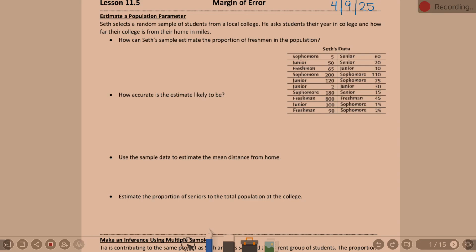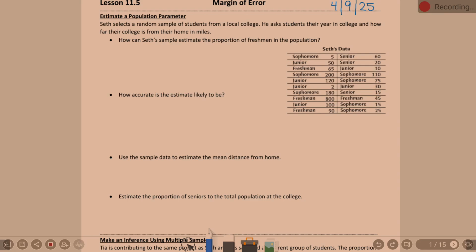Keeping in mind, did Seth survey every single college student? No. Seth has a sample here. This is a sample of the college students from the local college, and this sample is supposed to represent everybody. It represents the population. Remembering a sample is the smaller piece, a piece of the bigger population. How can his sample estimate the proportion of freshmen actually in the population?